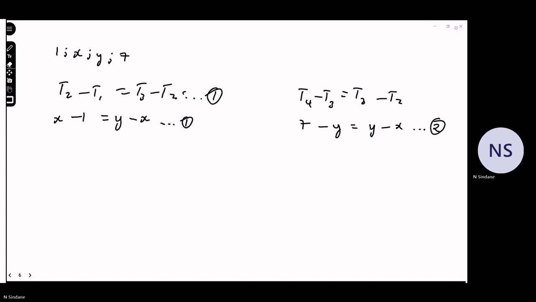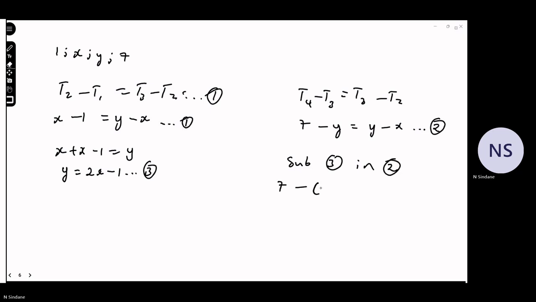I can now take equation 1 and make it equation 3. I can say x plus x minus 1 is equal to y. What did I do? I just took this x to the other side. Therefore, y will be 2x minus 1. This is my third equation. I'm going to substitute the third equation into equation 2, meaning I'm going to have 7 minus (2x minus 1) is equal to 2x minus 1 minus x. And then 7 minus 2x plus 1 is equal to 2x minus x, which is going to be x.